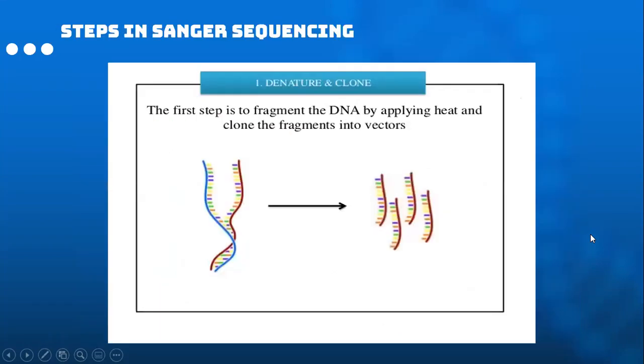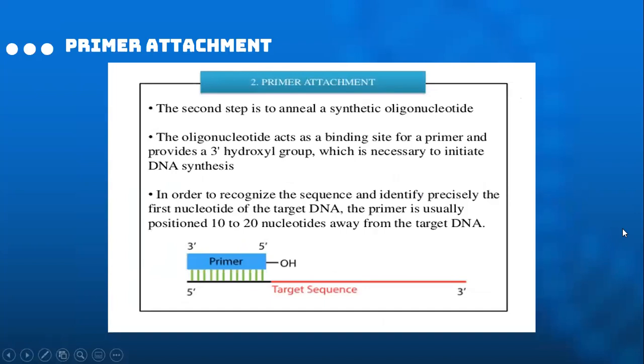Then coming to the steps in Sanger sequencing. The first step in Sanger sequencing is to denature and clone. So the first step is to fragment the DNA by using heat and then clone the fragments into vectors. And the next step is primer attachment. So the second step is to anneal this synthetic oligonucleotide to a target sequence. And this oligonucleotide then acts as a binding site for the primer, and it also provides a 3' hydroxyl group, which is necessary for DNA synthesis.